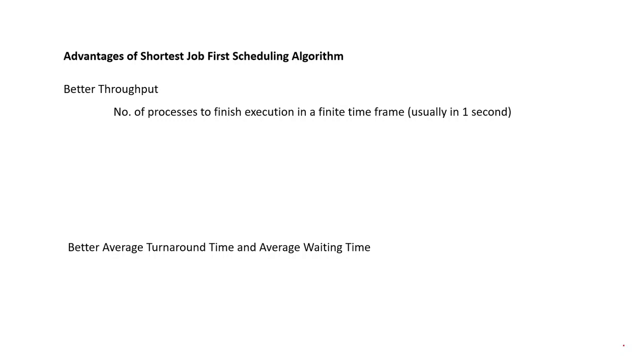Now, what are the advantages of shortest job first scheduling? Shortest job first usually gives better throughput than the other algorithms. That is, the number of processes to finish execution in a finite time frame is usually high in case of the shortest job first algorithm. This finite time frame can be anything, but generally we say in 1 second, how many jobs were completed.